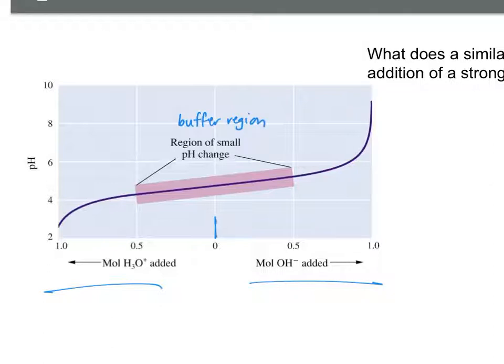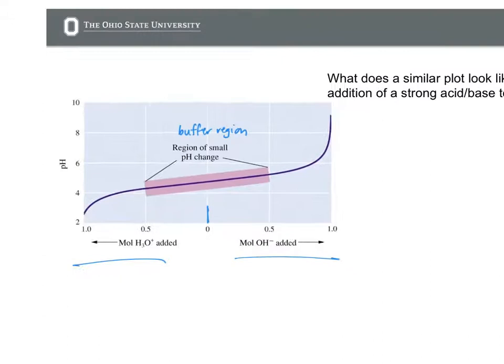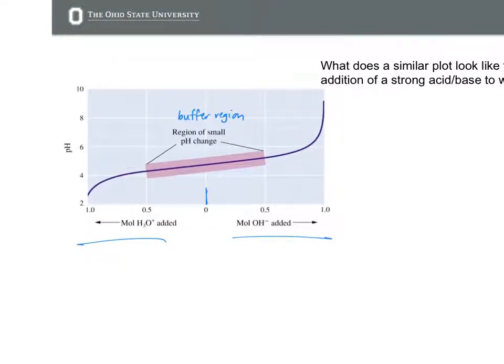So what this is telling you is that, yes, a buffer is good at resisting changes in pH when acid or base is added, but it has its limits. And that's based on the mole ratios of weak acid and conjugate base in solution.